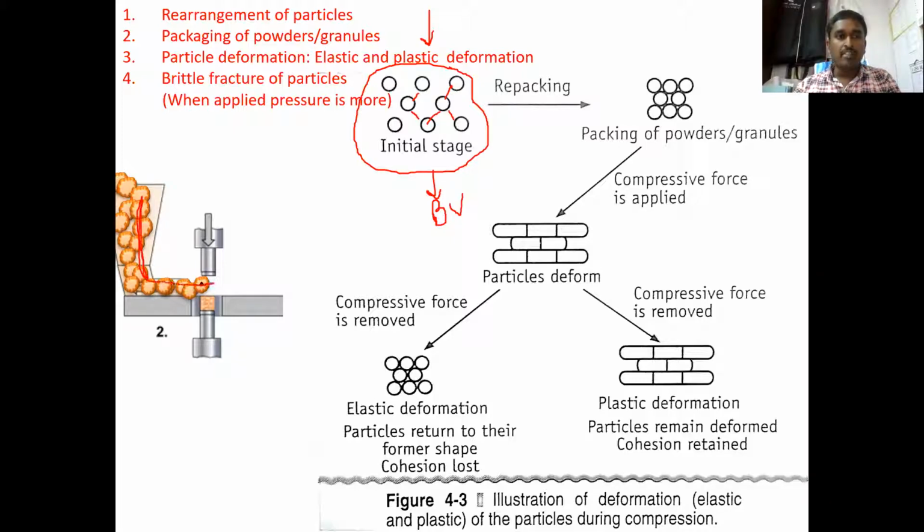The moment you compress here, this is the explanation before starting the Heckel plot. The moment you give the compressional force, the first step that happens is the repacking.